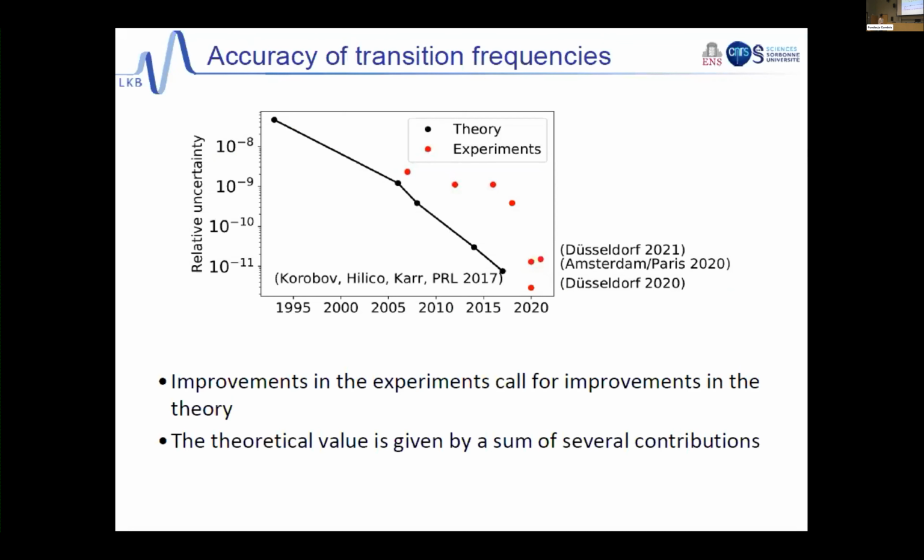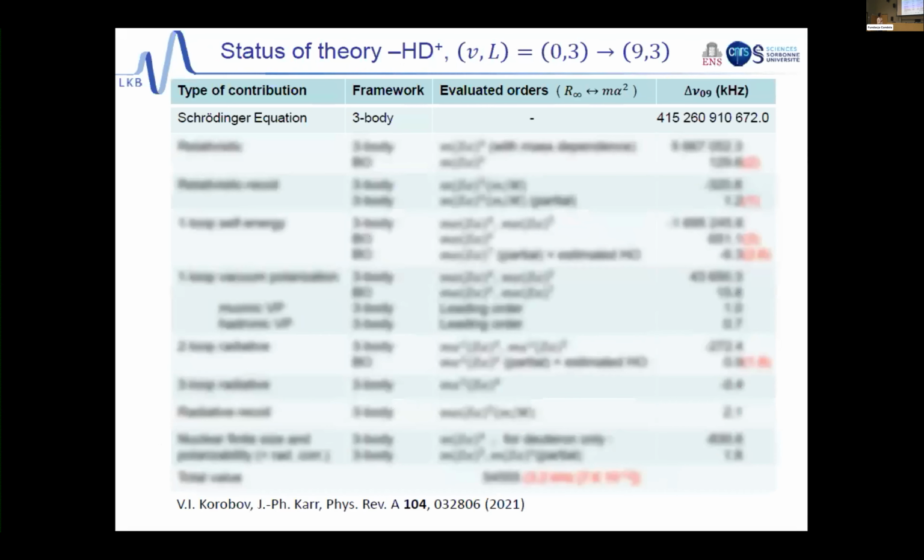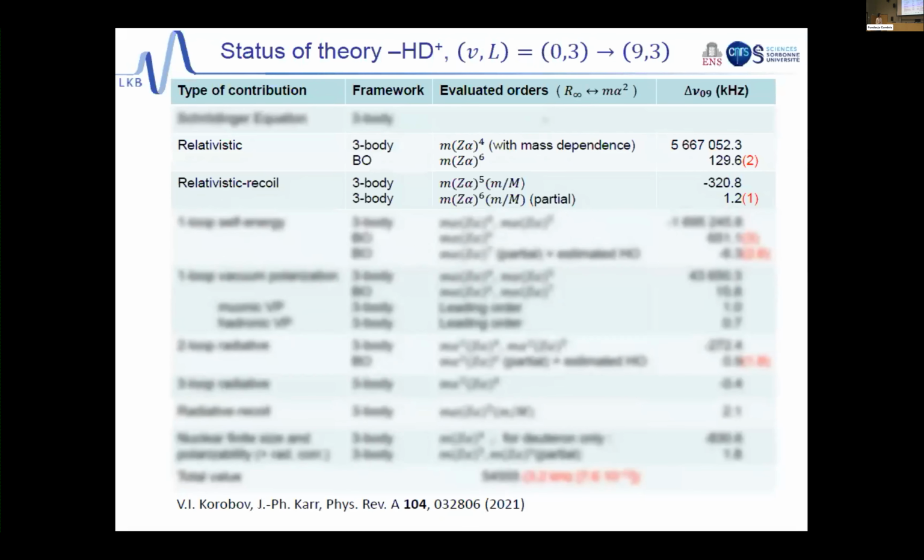To know how to do that, we have to know that the theoretical value is given by a sum of several contributions. These are all the contributions for this ro-vibrational transition frequency. The first of them is the solution of the Schrödinger equation as a three-body problem, which gives this contribution. And then we have relativistic and relativistic recoil contributions. Here the numbers in red are the uncertainties. We can calculate these contributions either as a three-body problem or in the Born-Oppenheimer approximation.